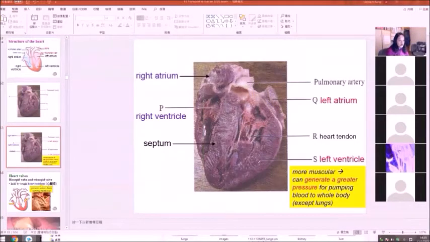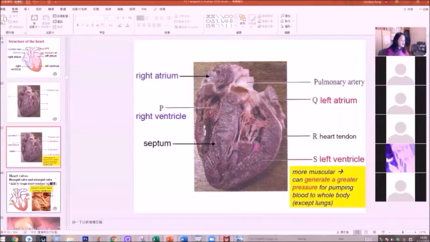And then in your notes, you have some adaptations of the heart. This part, the left ventricle. How can you tell it is the left ventricle? Because it has a thicker muscular wall. Why does it have a thicker muscular wall? Because it generates a greater pressure or greater force to pump blood to the whole body.